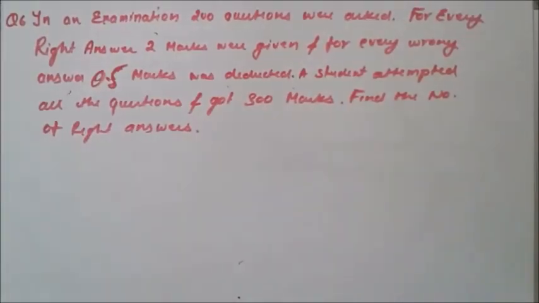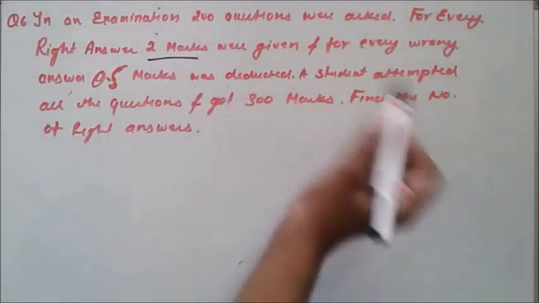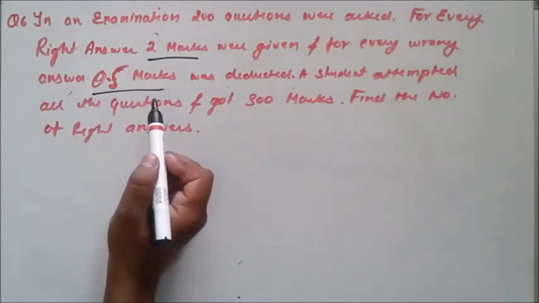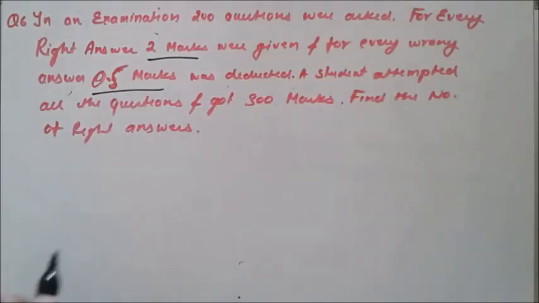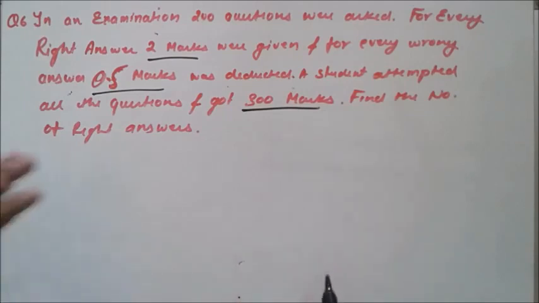So friends, here is the sixth question. In an examination, 200 questions were asked. For every right answer, 2 marks were given, and for every wrong answer, 0.5 marks were deducted. A student attempted all the questions and got 300 marks. Find the number of right answers.